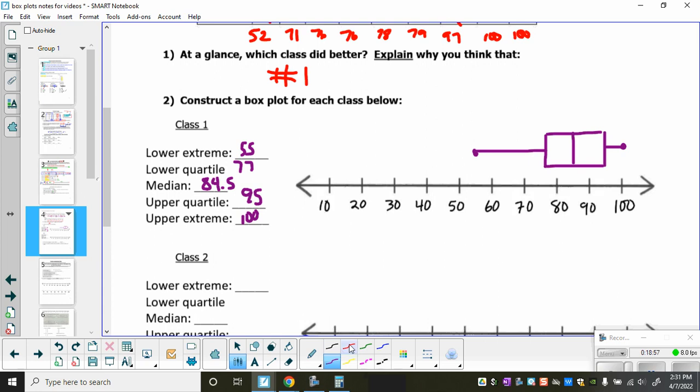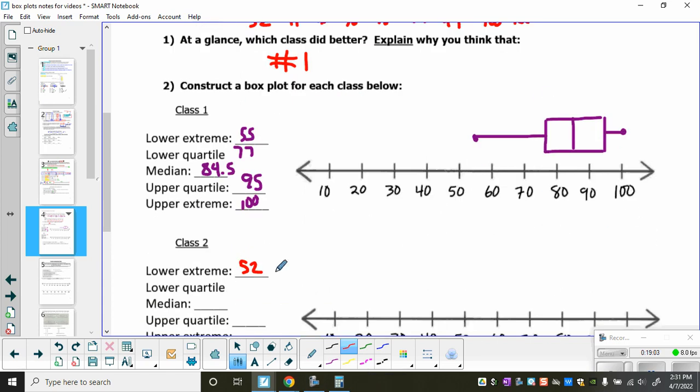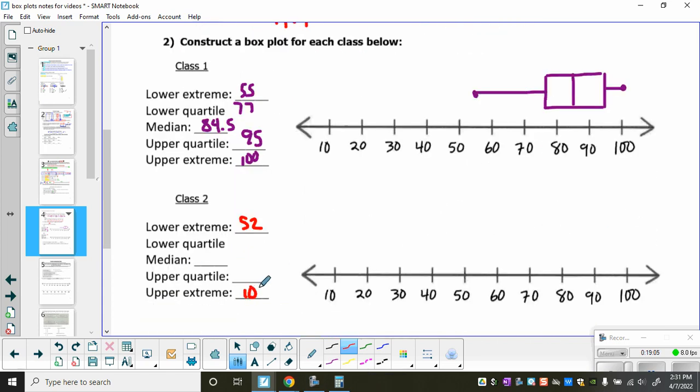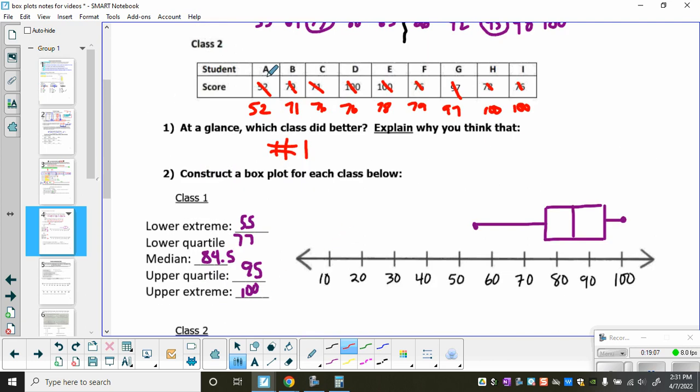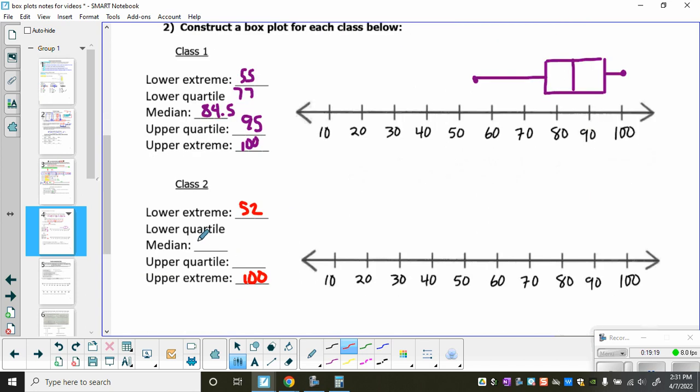All right, now let's look at the box plot for the second class. The lower extreme score was a 52 and the highest was 100. All right, we have 1, 2, 3, 4, 5, 6, 7, 8, 9. So this one is odd, so it should have a true number in the middle, and it does right here. We have 4 on this side and we have 4 on this side. So 78 is the true median.